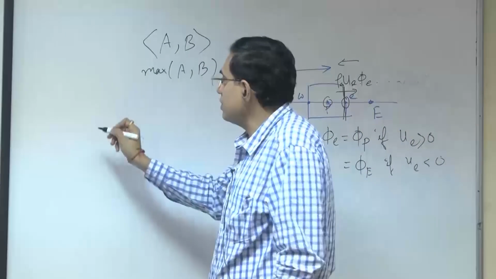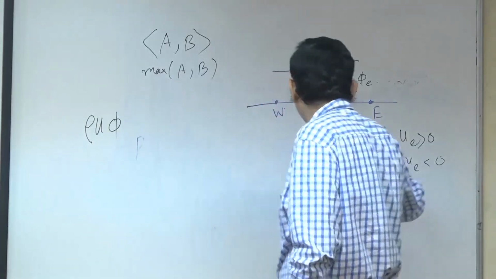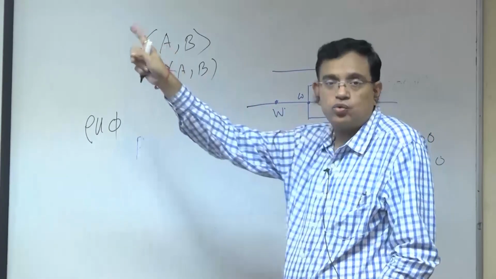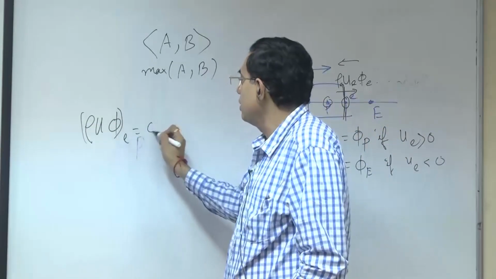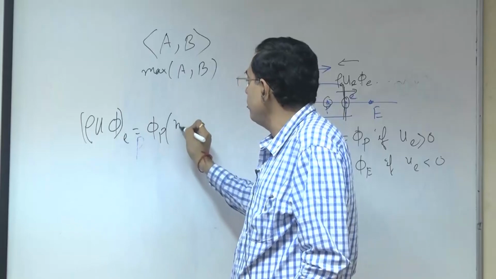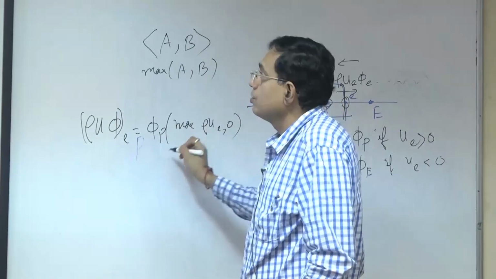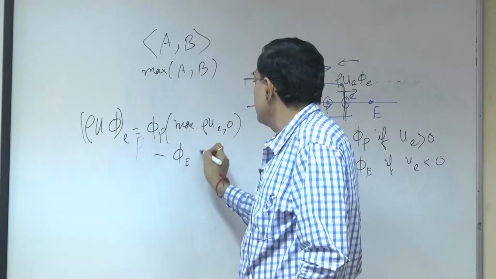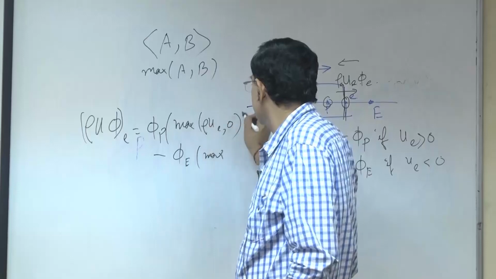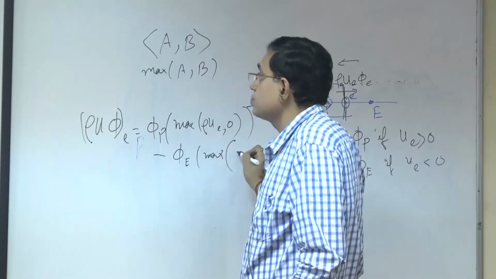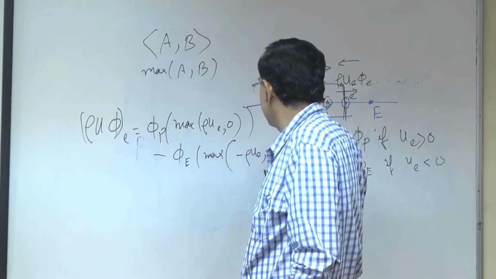Now, look at the first expression that is written. What it does is basically combine these two different steps into a single one. So, it says that rho u phi e is equal to phi P into max of rho u e comma 0, minus phi E into max of minus rho u e and 0. Okay.